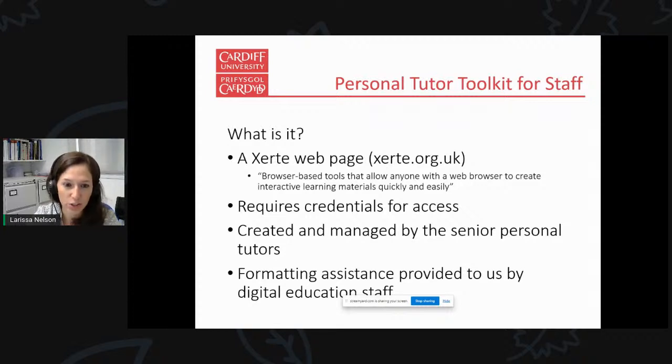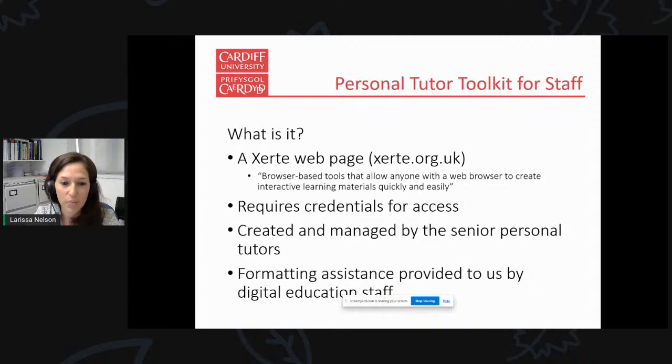So we do require credentials for access, but it is a web page that's been created by myself and Sonia, and it's us that manage it. So anytime we want to input information or change information, we don't have to go through a different team. We can update it as and when we like. So that is a definite bonus.